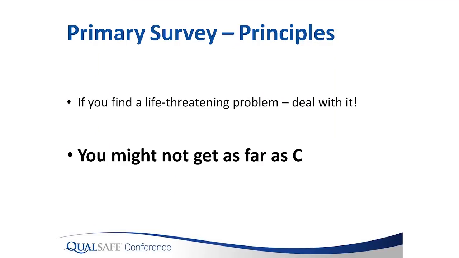Real common sense logic. The second big rule is you might not get as far as C. If you end up dealing with an airway problem, for example, you've got to get that airway problem sorted out and get the airway patent before you move on to circulation. You might end up with airway and breathing problems that you end up dealing with, and you're not going to get as far as C.